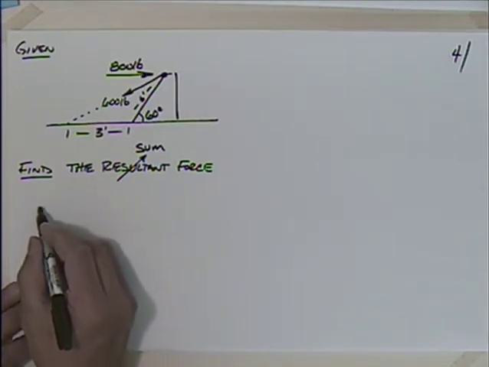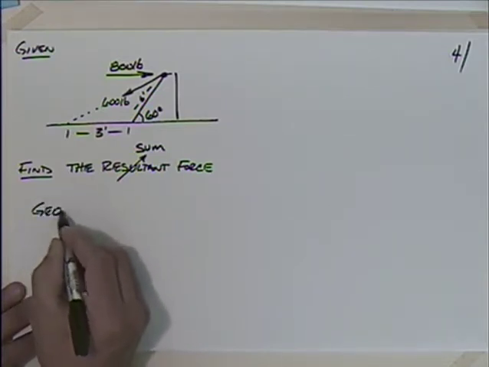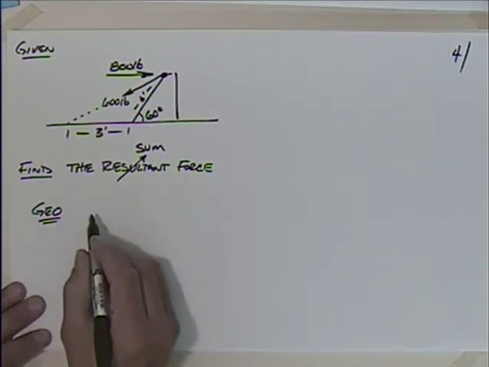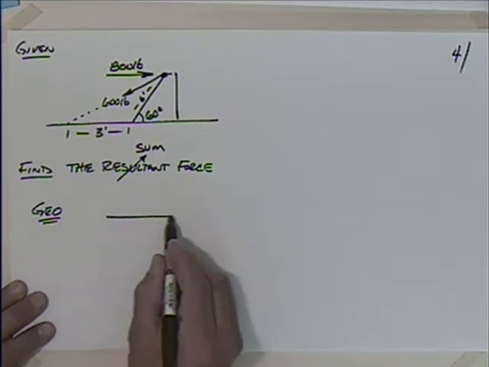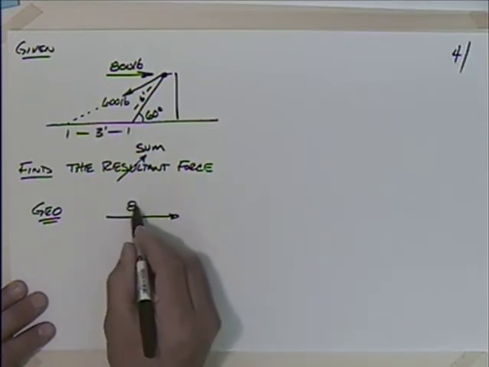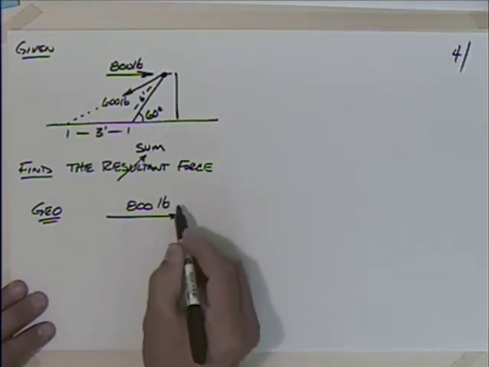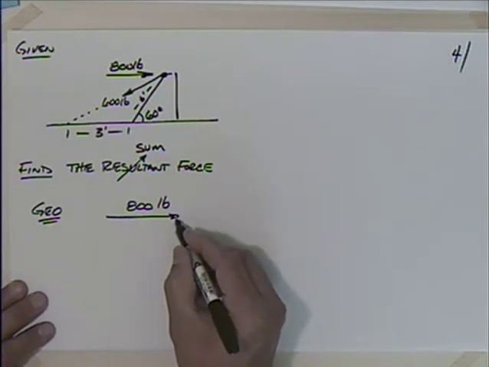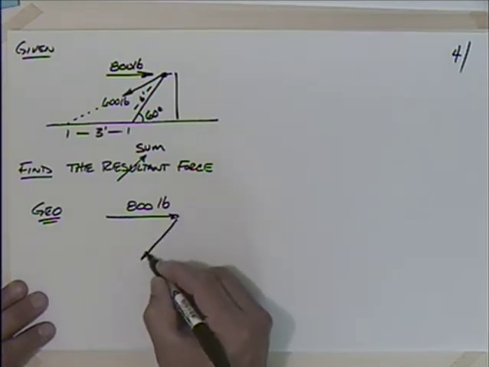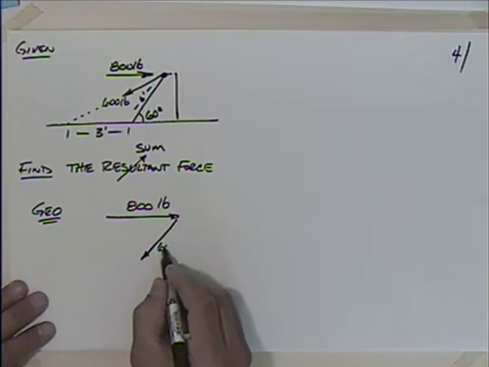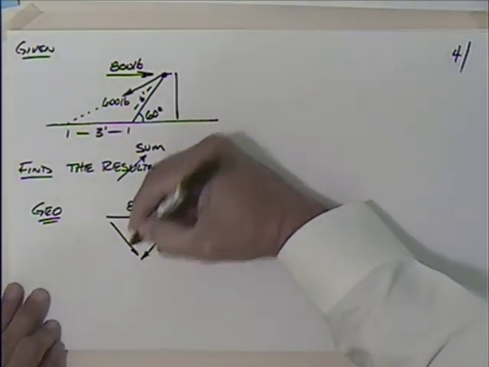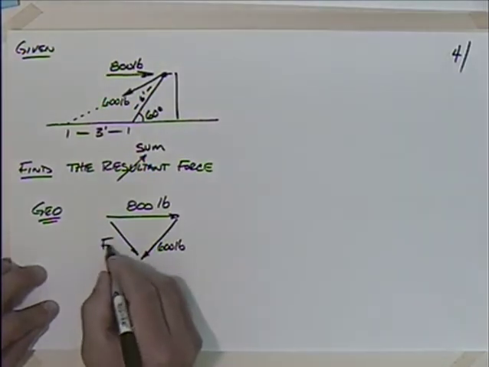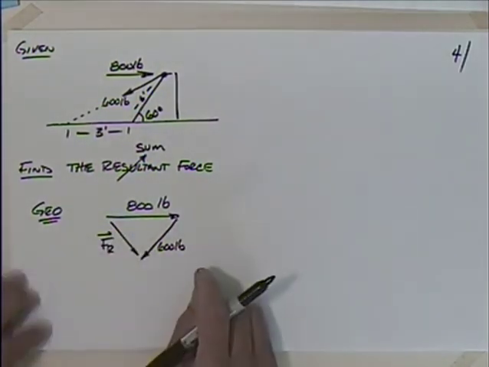So let's see. The geometry solution is going to look like this. We're going to add these tip to tail, right? So I'm going to take this 800. There's 800 pounds, and I'm going to add it to the 600. That's directed down like that. And I know the resultant is going to be right there, isn't it? So there is the resultant.